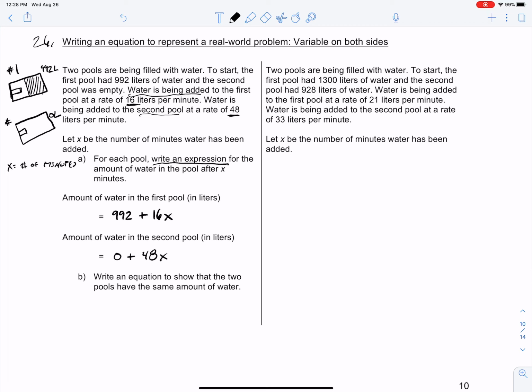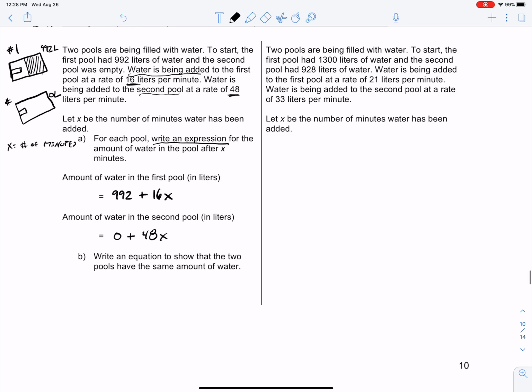Now it's asking us for part B, write an equation to show that the two pools have the same amount of water. How do we do that? If they have the same amount of water, you want to set them equal to each other. 992 plus 16x equals 48x. I do not need to add the 0 in there because it's already implied. And if we were to solve this, we would be able to find out what x is. But there's no need to do that because it's not asking us. It's just asking us to write an equation. It is not asking us to solve.